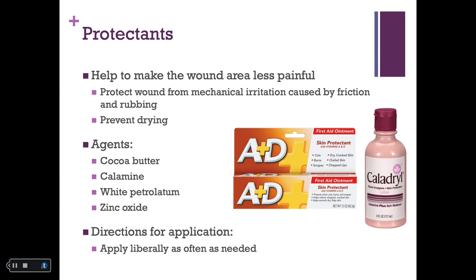So the first option are your skin protectants. These just help make the wound area less painful by protecting the skin from any sort of mechanical irritation caused by friction or rubbing. They also prevent the skin from drying out, which we'll hear later on is really important to reduce the risk of scar formation. There's lots of different agents. Most of these products contain very bland agents, so things like cocoa butter, white petrolatum, they're just moisturizers.